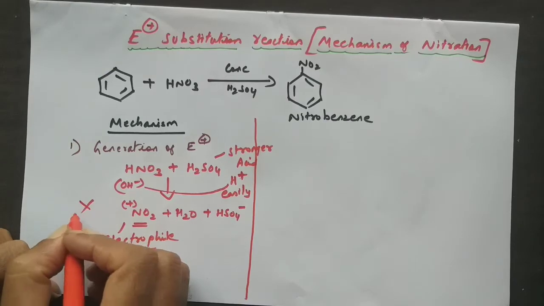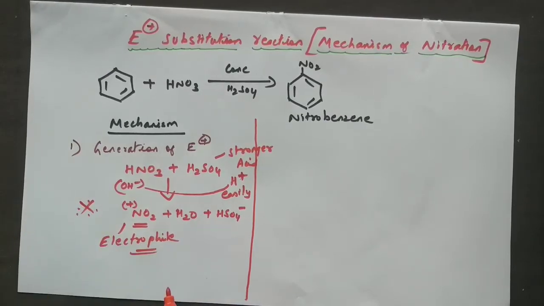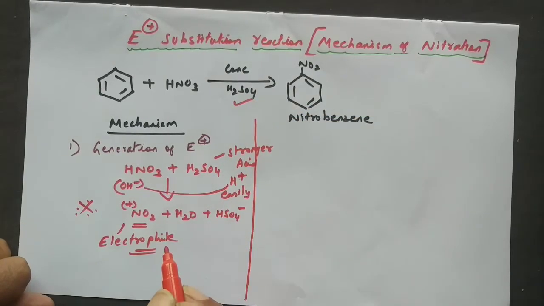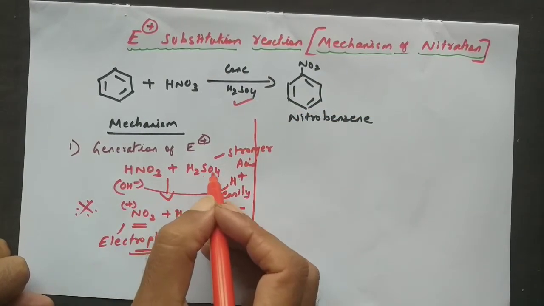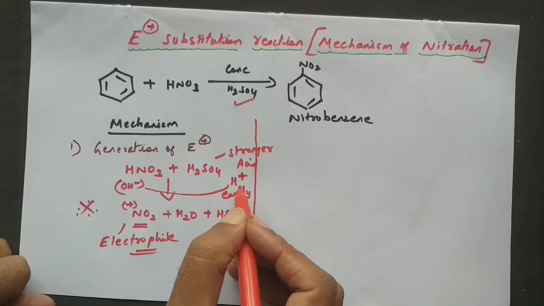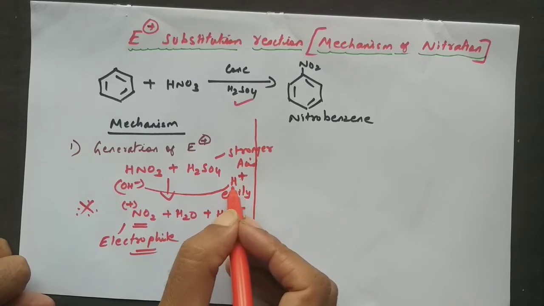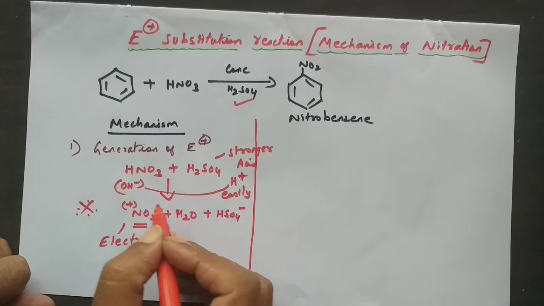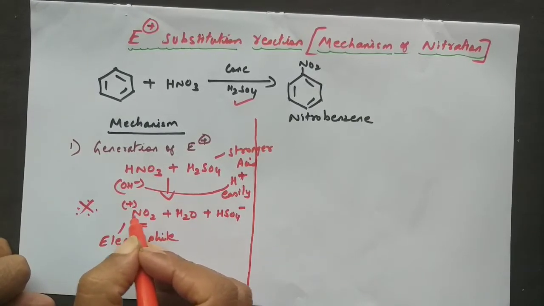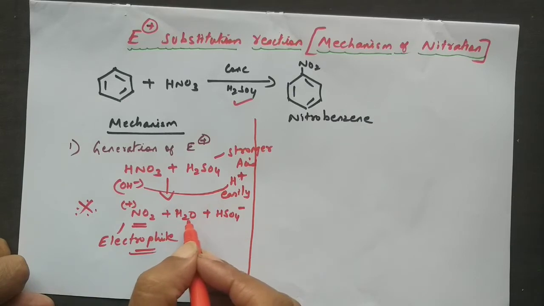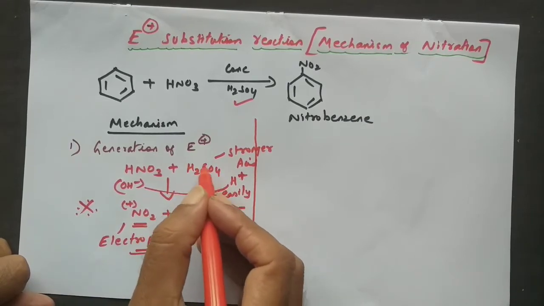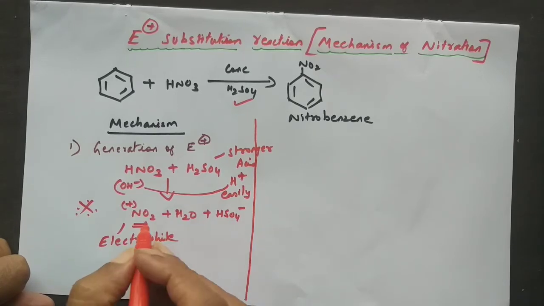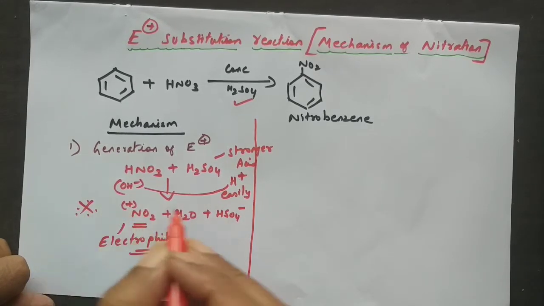So it's very, very important: the electrophile generated will be NO2 plus. For that purpose only we are using the concentrated sulfuric acid. HNO3 plus H2SO4: sulfuric acid, being a stronger acid, gives the H plus. This H plus pulls an OH from the HNO3, making it NO2 plus, and that OH and H form the water molecule. Because sulfuric acid has lost the H plus, it becomes HSO4 minus. And the electrophile is NO2 plus in this case.